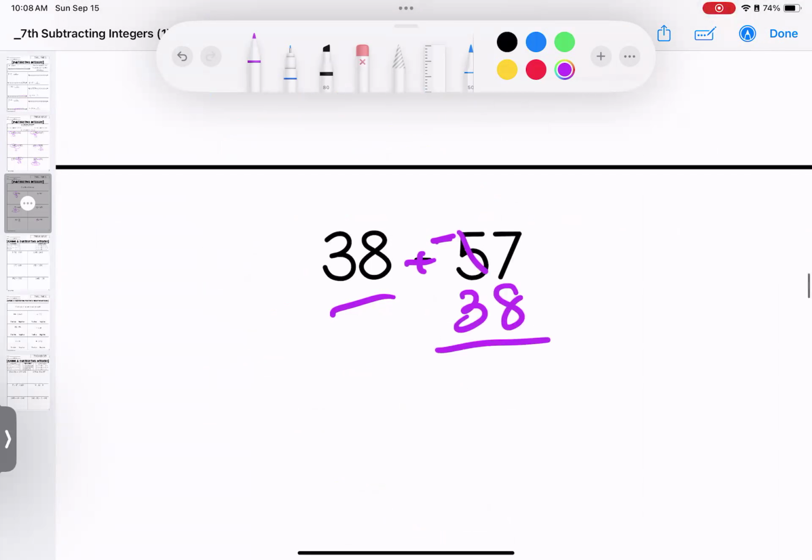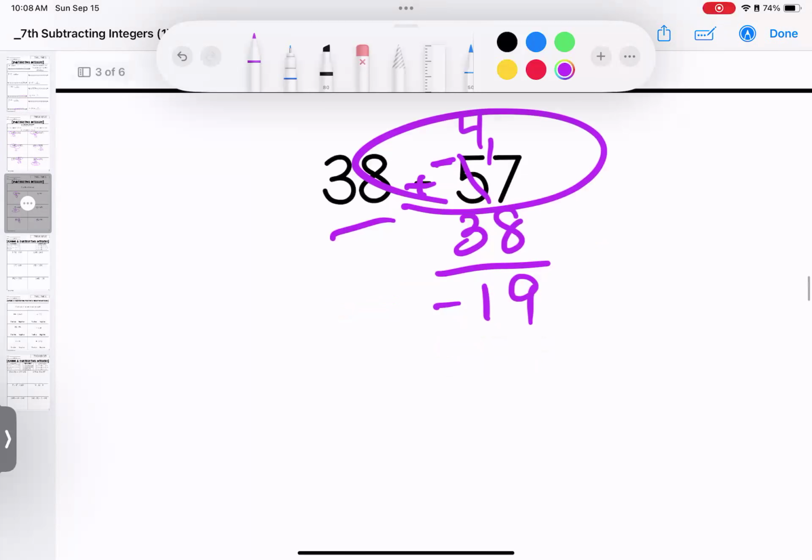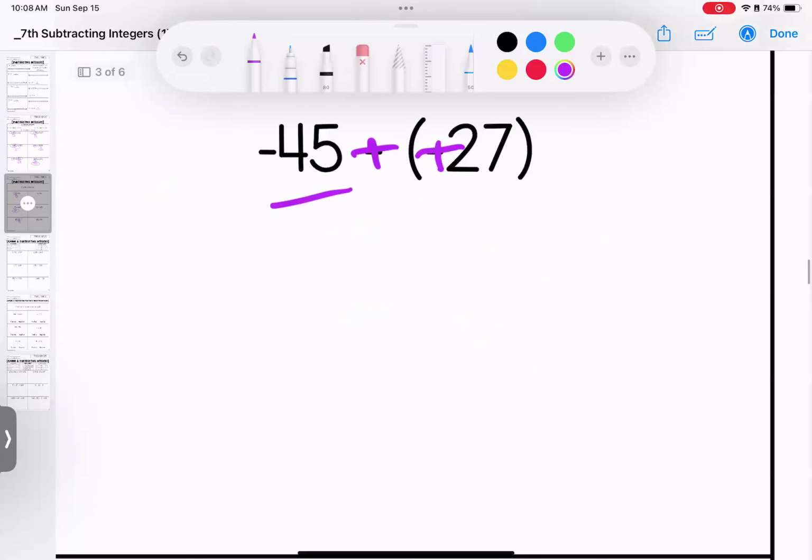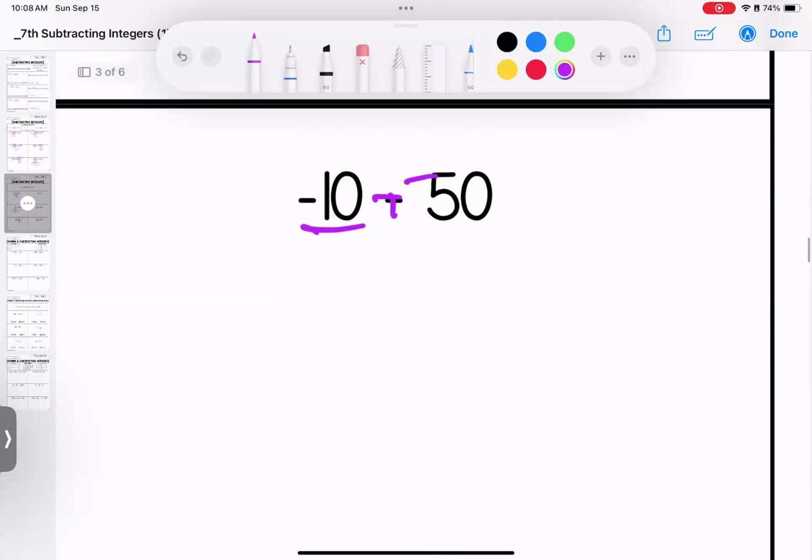Different sign, difference. If I have 7, I can't give you 8, so make sure that you borrow. And I end up with 19. Larger number is negative, so my 19 is negative. Back up to the top. Different sign, difference. Same sign, sum.